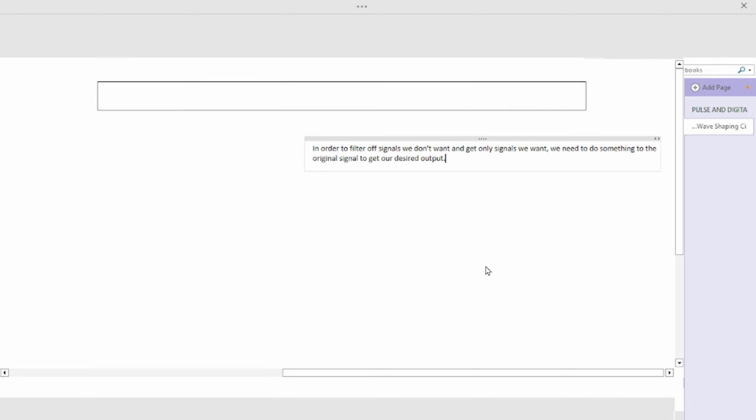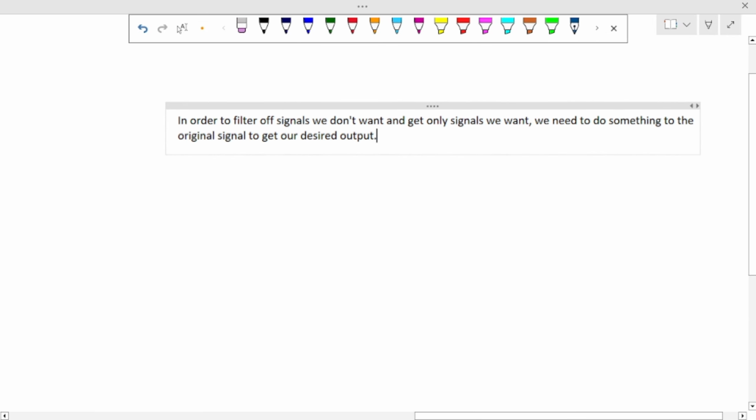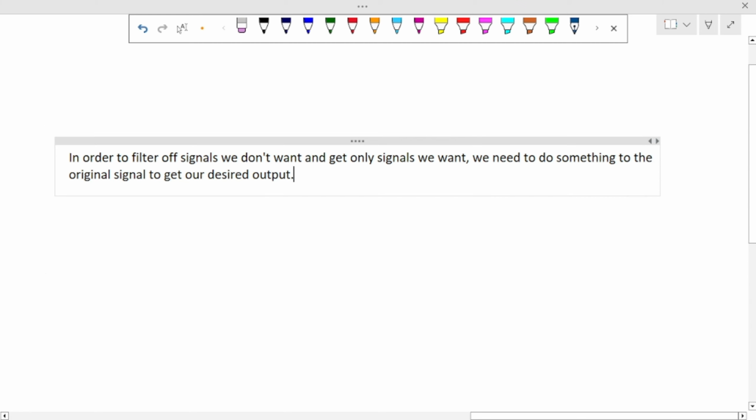And in this video, we are going to talk about this. What's that? Now check this out. In order to filter off signals we don't want and get only signals we need, and only signals we want, we need to do something to the original signal to get our desired output.